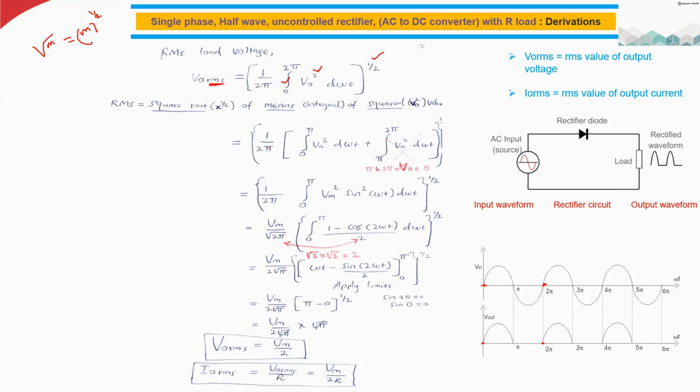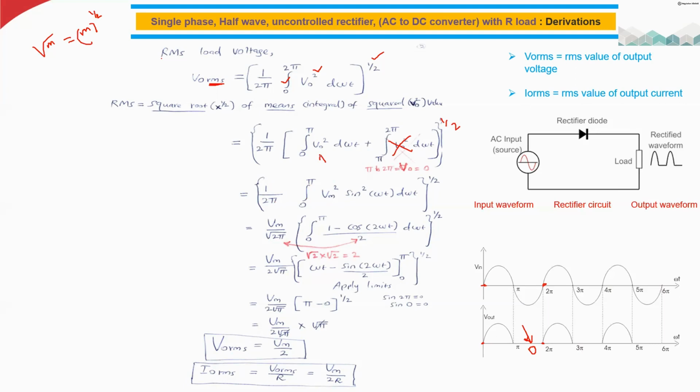So 1 divided by 2 pi. For the integral, I divide this interval into 0 to pi and pi to 2 pi. For pi to 2 pi, I don't care, because the output is 0. So I take away this term. Now I have only 0 to pi Vo square d omega t, whole power 1 by 2. Don't forget that, whole power 1 by 2.